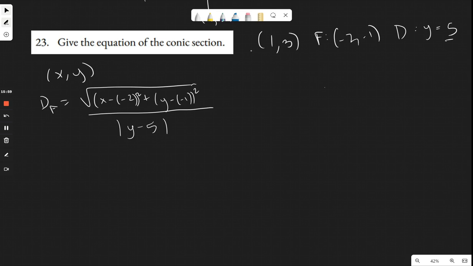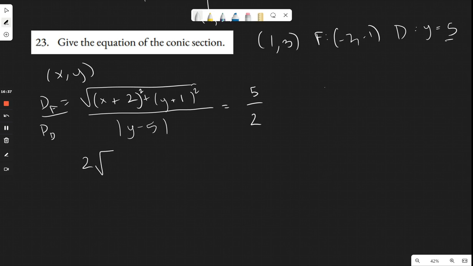The distance is just going to be the absolute value of y minus 5. And so we know that this is equal to 5/2, because that's our eccentricity, the ratio of the distance from any point to the focus over the distance from that point to the directrix. And so let me just simplify this a little bit. Instead of having our double negatives here, we can just have a positive: x plus 2 squared plus y plus 1 squared. Okay, perfect.